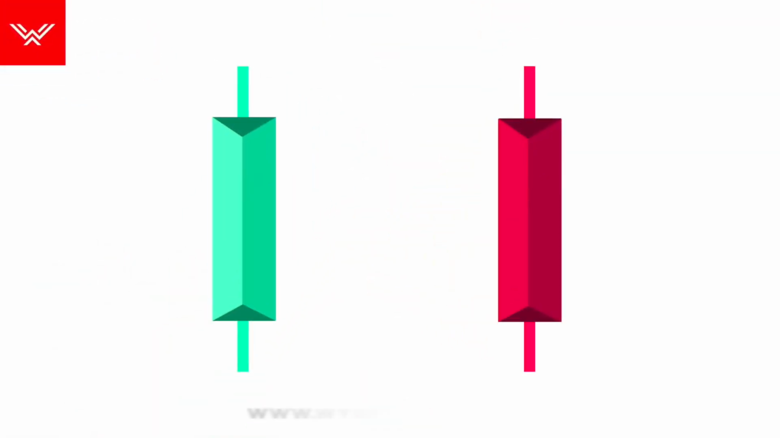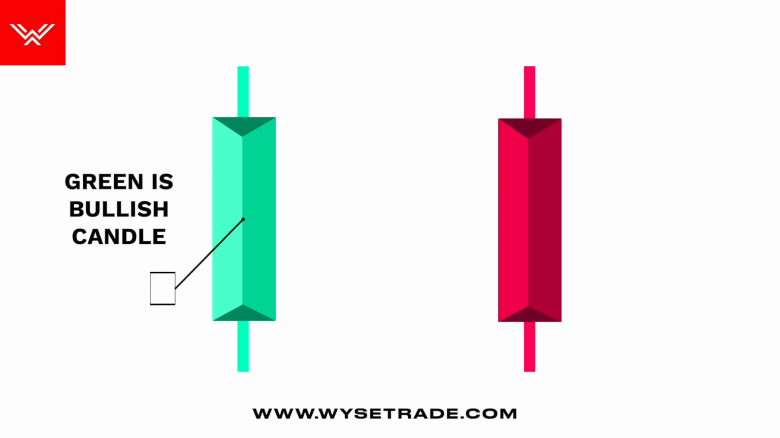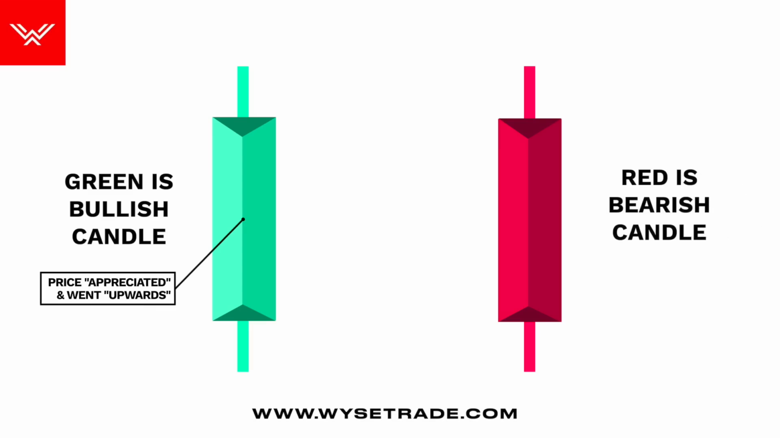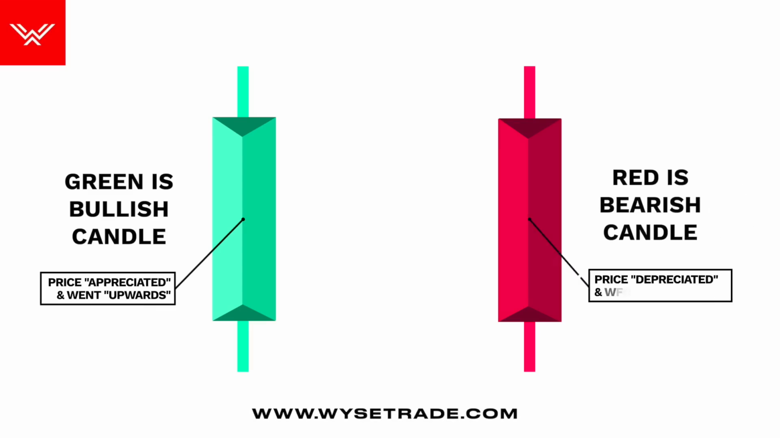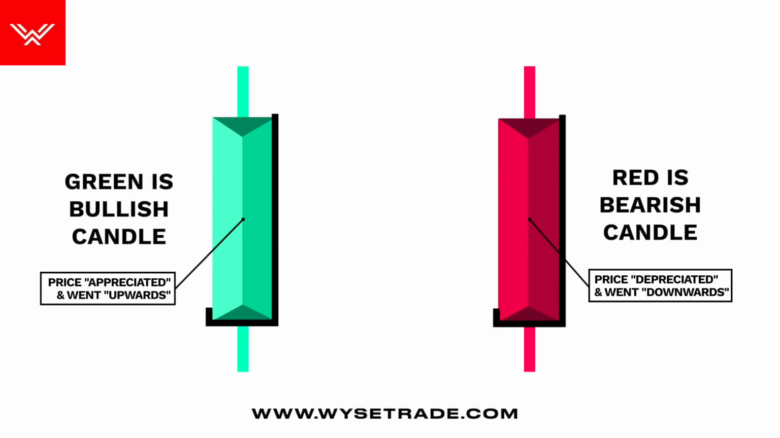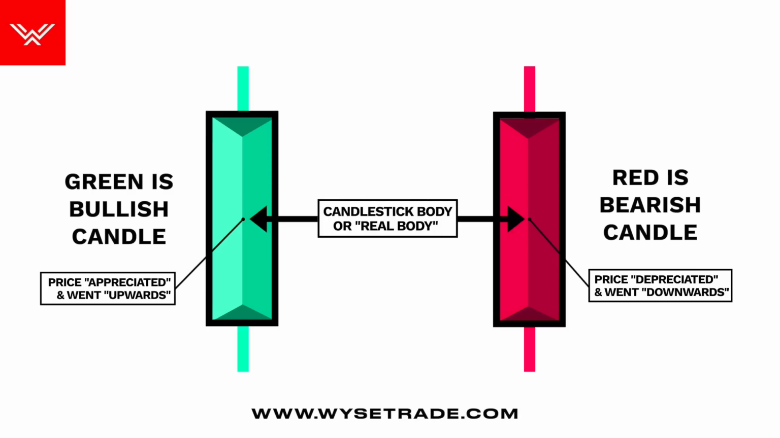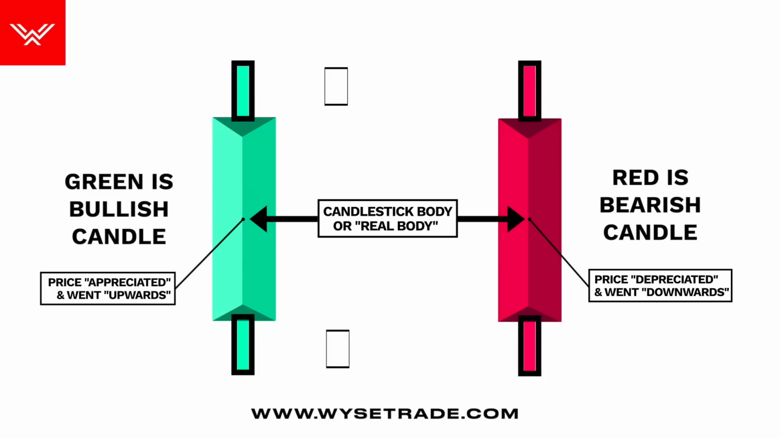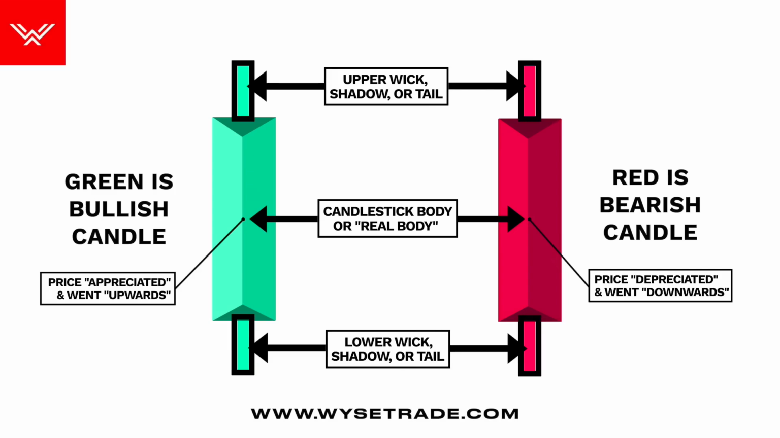Now, here's how you actually read a candlestick. Green candlesticks are bullish because price appreciated and went upwards for the time period. Red candlesticks are bearish because price depreciated and went downwards for the time period. This rectangle area is known as the candlestick body, or the real body. These lines that stick out above and below the candlestick body are known as the wicks, or shadows, or tails.